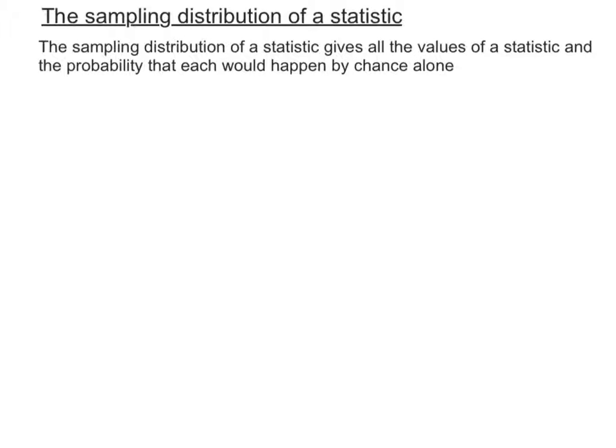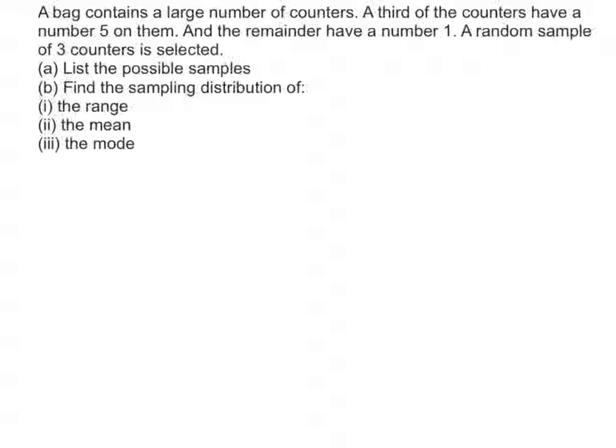Let's look at this in the context of a question. A bag contains a large number of counters. A third of the counters have a number 5 on them, and the remainder have a number 1. A random sample of 3 counters is selected. A. List the possible samples, and B. Find the sampling distribution of 1. The range, 2. The mean, and 3. The mode.